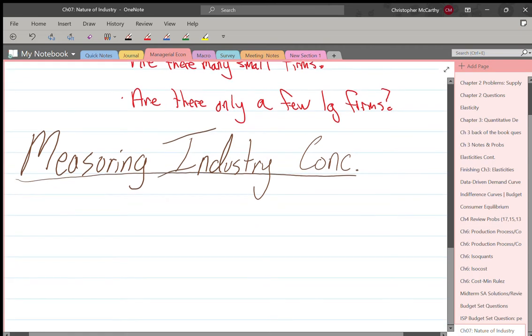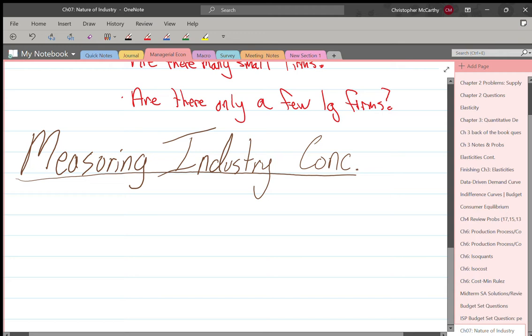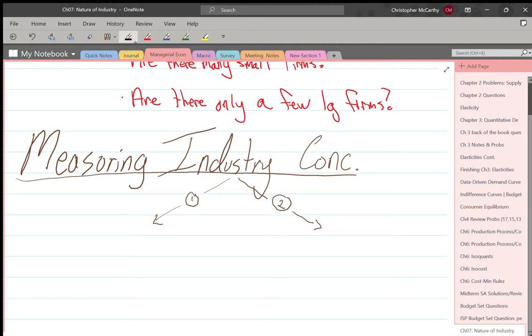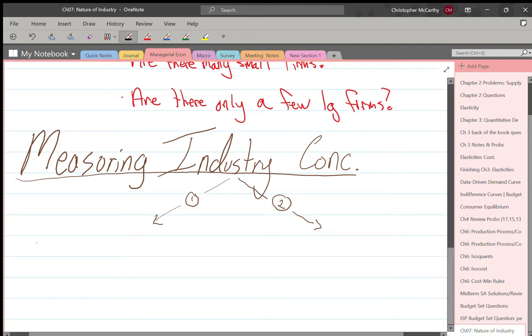So the two measures that we use to gauge the degree of concentration are as follows. Let's talk first about the four-firm concentration ratio. This is represented as C4, because it's the concentration, right, C, of the four top firms.